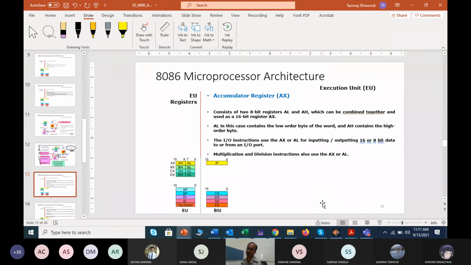Understood? That is the point. That is why, if you have this 64-bit system and you would like to use these 64-bit softwares, that is the point. Okay, so these are the accumulator registers, and you can use them for multiplication and division instructions. Also use this AX or AL.